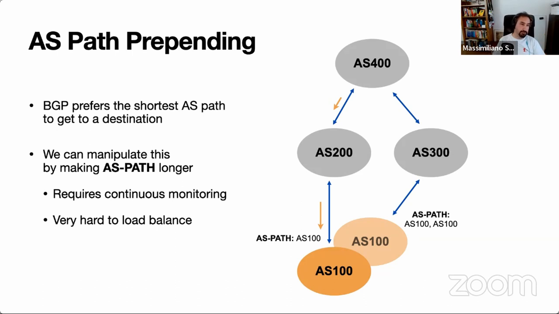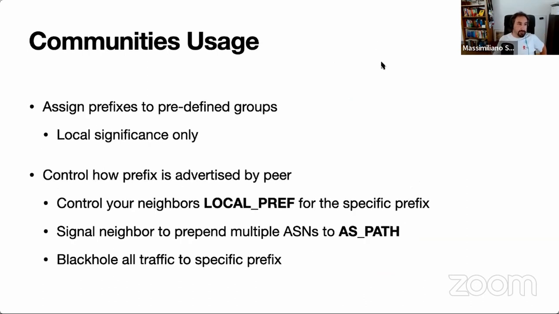And the same will happen with AS 400, because AS 400 will see that it's three ASs long to reach 100 via 300, and two AS path long to reach 100 via 200. So this way, you just do a local configuration that influences the BGP path selection algorithm to think certain paths are longer than another. You can do it with communities in other ASNs. I mentioned it already as well.